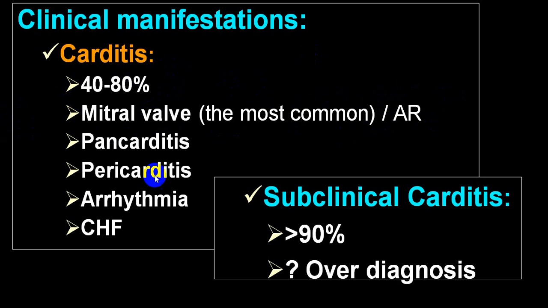You can have pancarditis, pericarditis, you can have cardiac arrhythmias, and the person can present as congestive heart failure also. Subclinical carditis is quite common in almost 90% of people, and a good number of times there is overdiagnosis of this subclinical carditis.